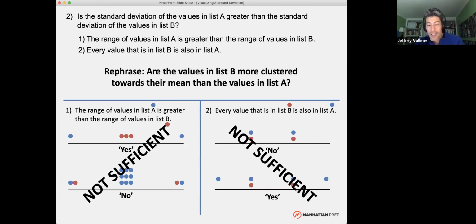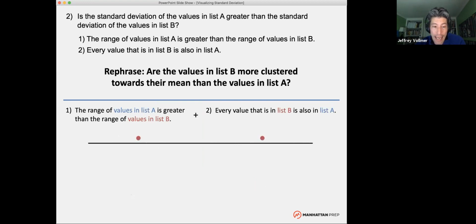Oh, what fun. Now we get to combine these. The nice thing about this last case that we just tried is that it also satisfies statement 1. So when I combine these two, I'm just going to take the equivalent of what I just did for statement 2 alone and bring it to statement 1 and say, look, the answer here is yes. The range of A is wider and everything in B is in A. B is more clustered, so the answer is yes.